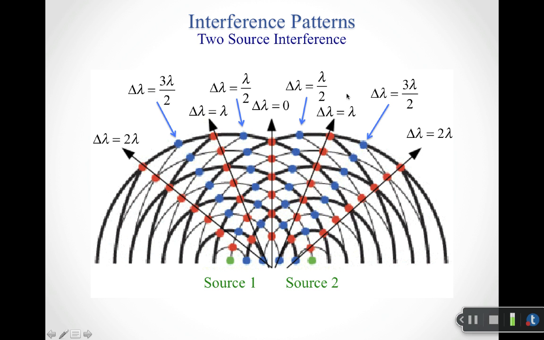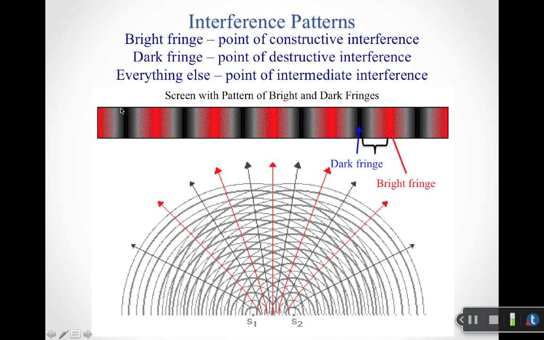You see this pattern on both sides. Whatever's happening over here, the same thing's happening on the other side of the pattern. And so when you look at a screen, what you get are a series of bright and dark fringes. Here's the central bright maximum. This is where the path difference is 0. And then you're going to have all this intermediate interference until you get right here. And this is the first dark fringe.